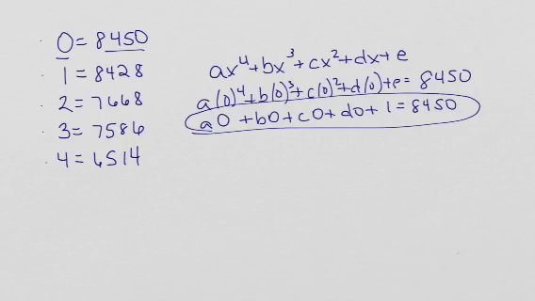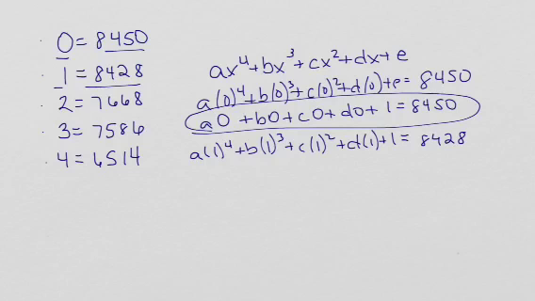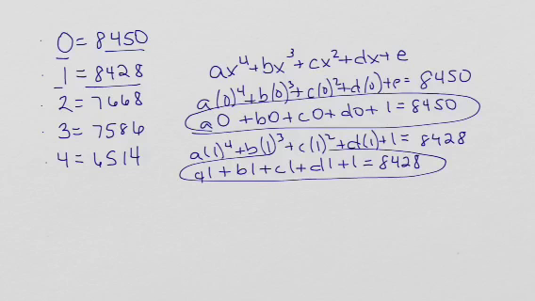So I can repeat that for 1. a times 1 to the 4th plus b times 1 cubed plus c times 1 squared plus d times 1. Instead of writing e, I can write 1. And when I put in 1, I get out 8428. Simplifying that, I get a plus b plus c plus d plus 1 equals 8428. That's a second equation that we can use in our calculator analysis.